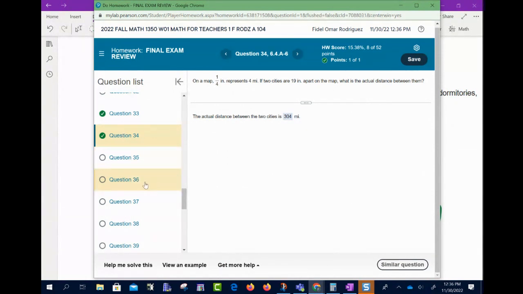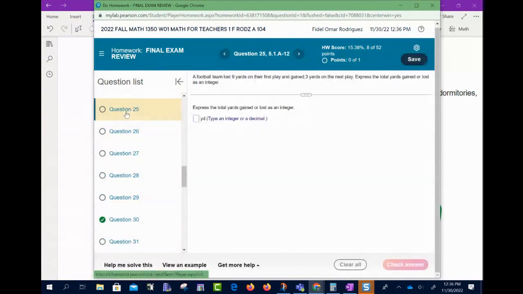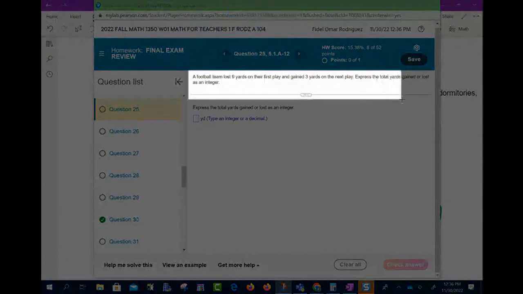Any other ones anybody has about anything? I'm sorry, which one? 25. Okay, let's go back. Let's take a look at 25. A team lost 9 yards on their first play and gained 3 yards on the next play. Express the total yards gained or lost using an integer.